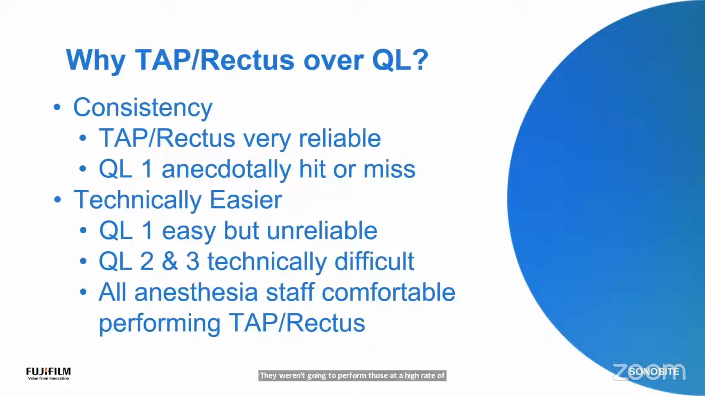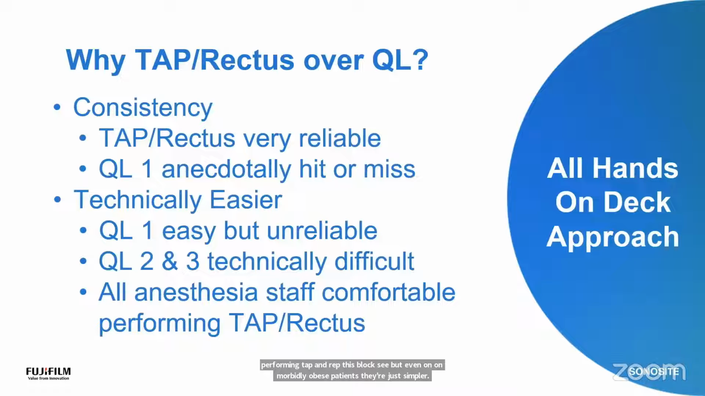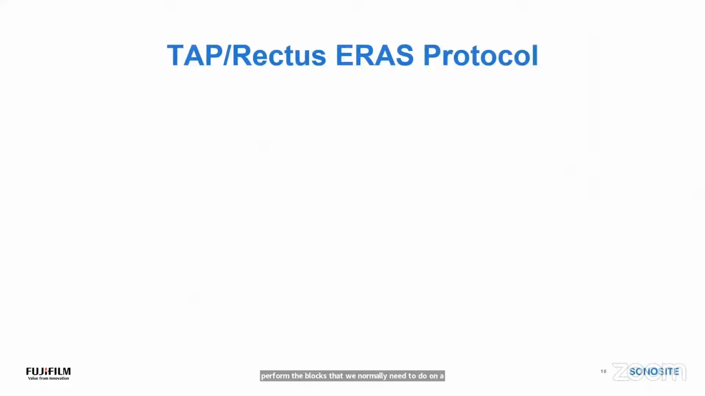So all of our anesthesia staff is comfortable performing TAP and rectus blocks, even on morbidly obese patients. They're just simpler. So it's all hands on deck. All anesthesia providers perform blocks, and so whoever's available, if you're available to come and help, be a third person even, that's even better. So it's all hands on deck. We train everybody to perform the blocks that we normally need to do on a daily basis. So all hands on deck.